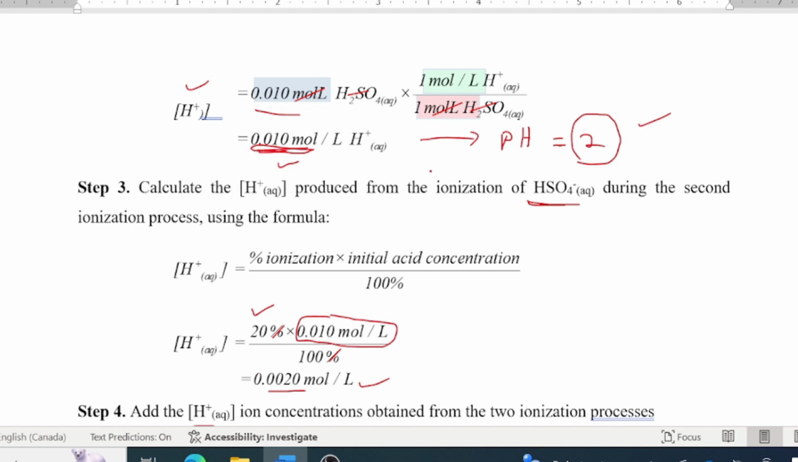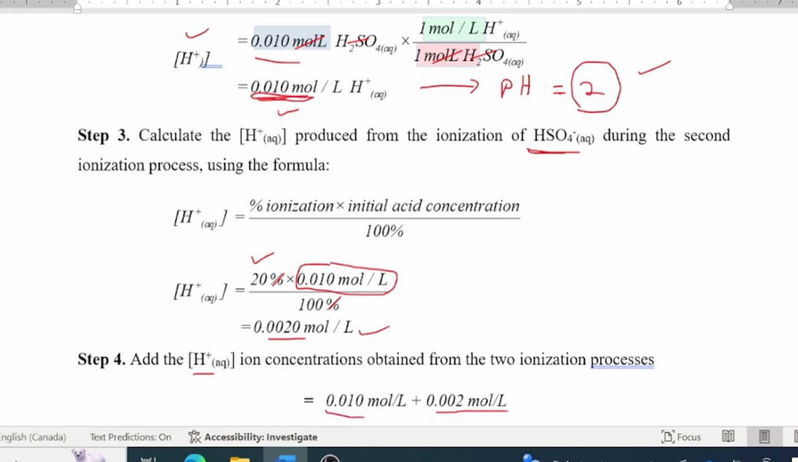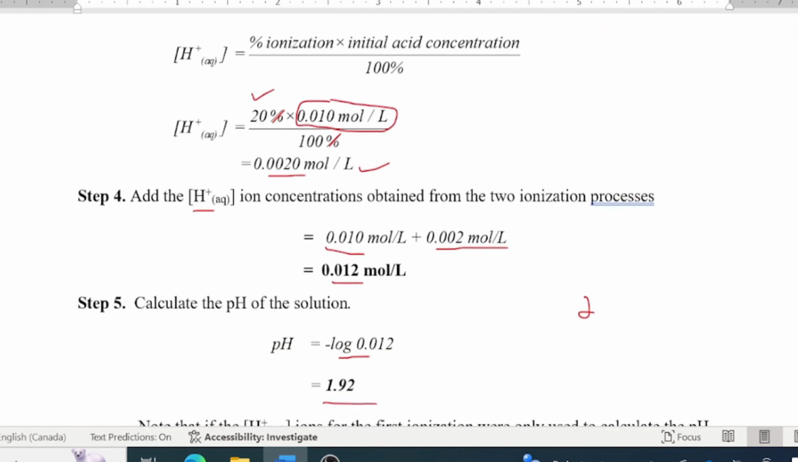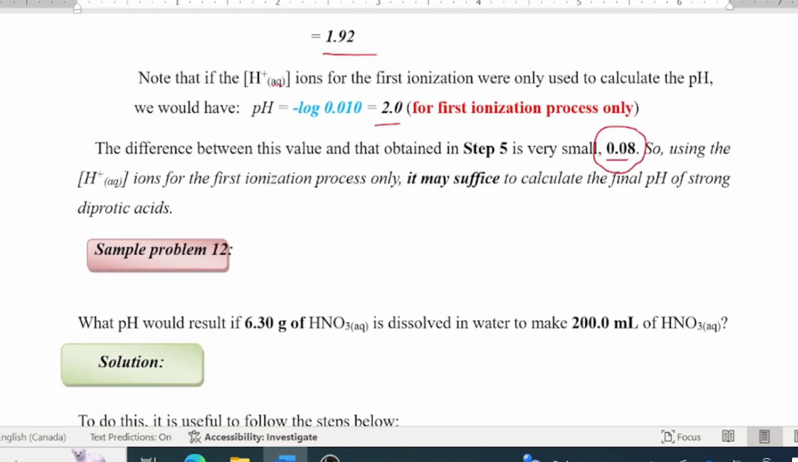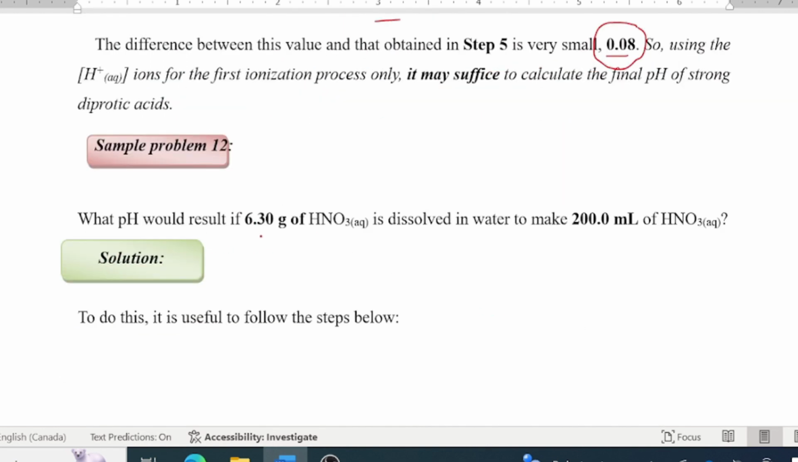If it said 100% ionized, then we would have put 2 moles to 1 mole, but that doesn't happen, okay, because we said the second hydrogen is reluctant to move off so readily like the first one. And then you add the two together, and then you find the negative log of that, okay? You want to find the pH of this solution.